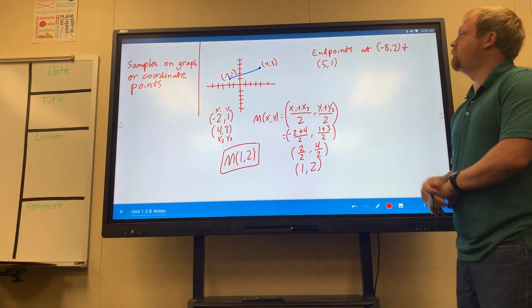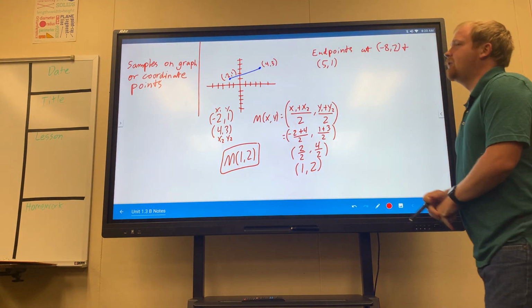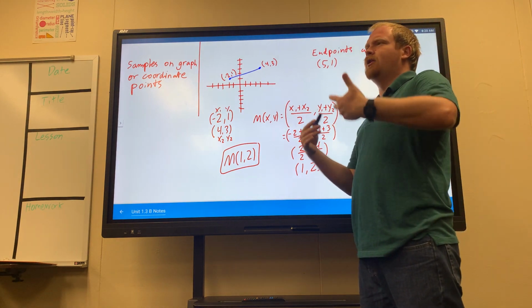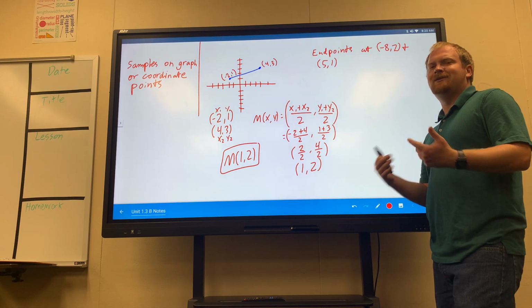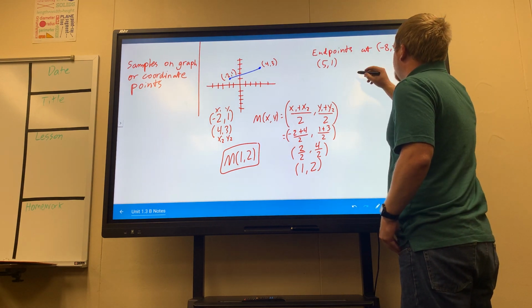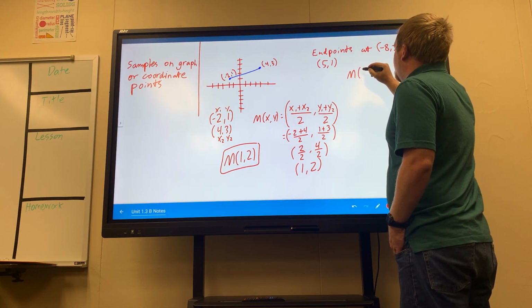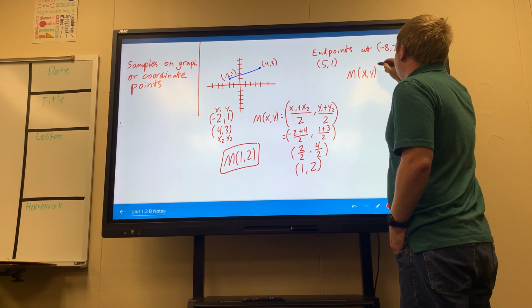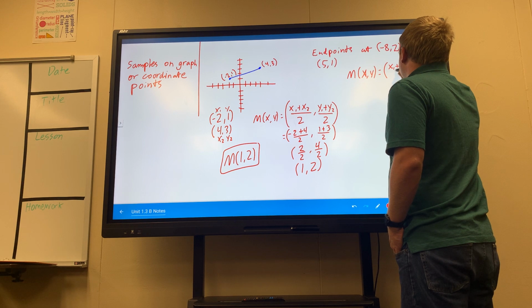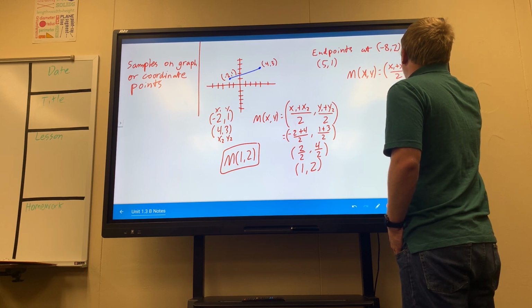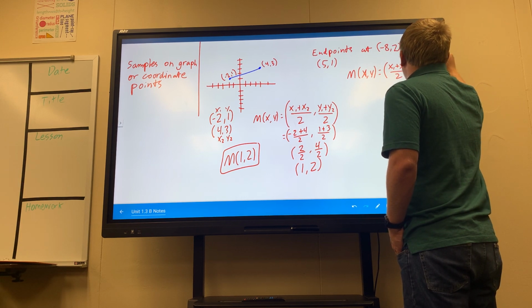So that's going to be the midpoint of that graph. Now, but what if we don't get a graph? What if we just get 2 coordinate points? Well, same thing, we can still work it out. Because remember, I just gotta know what my x1, x2, and y1 and y2 are.